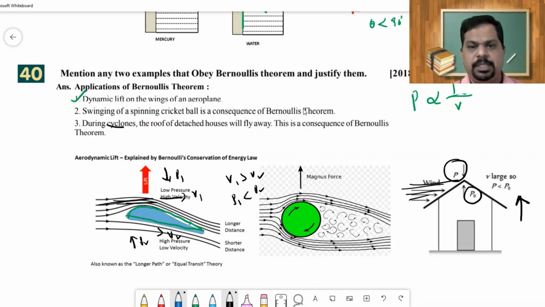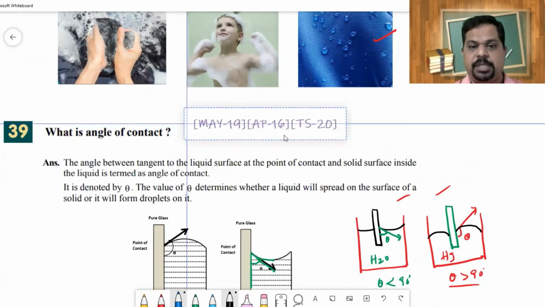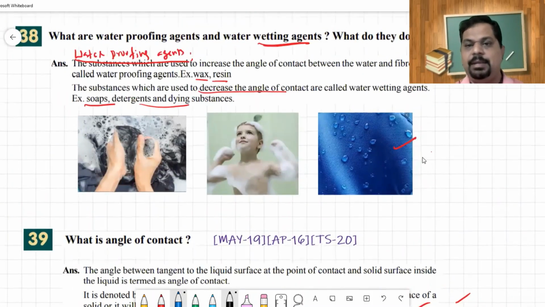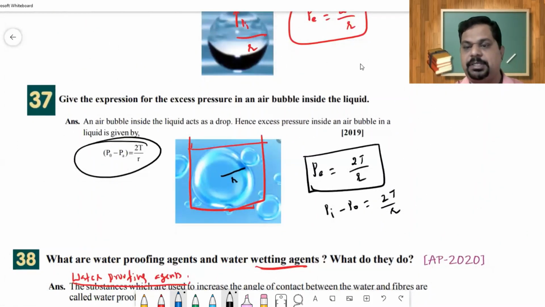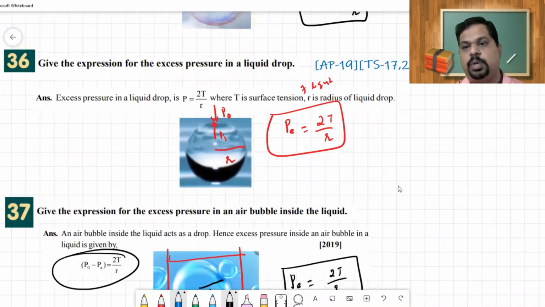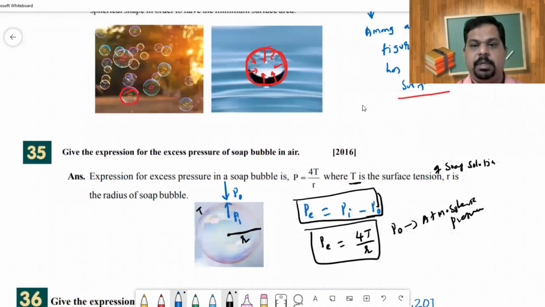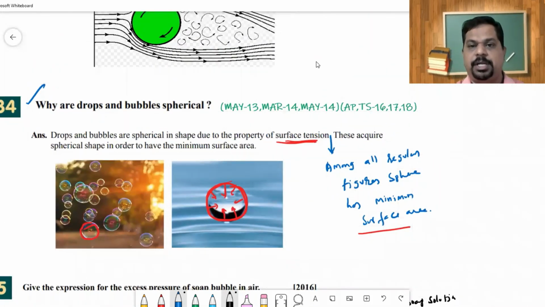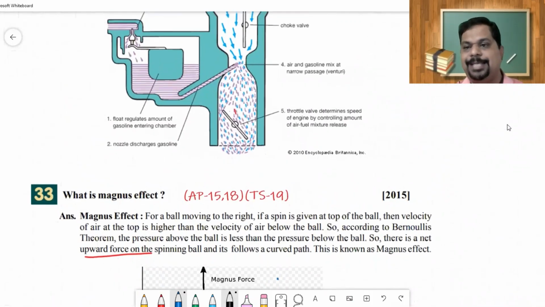So these are some of the very short answer questions, which are mainly based on the mechanical properties of fluids. I hope you all understood what I explained, and just focus on these very short answer questions, and that will help you a lot in the exams.